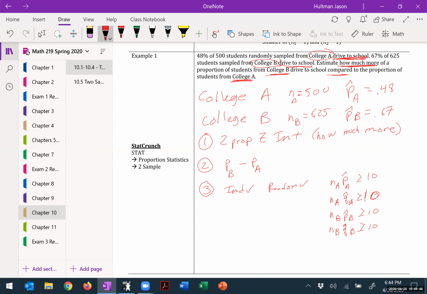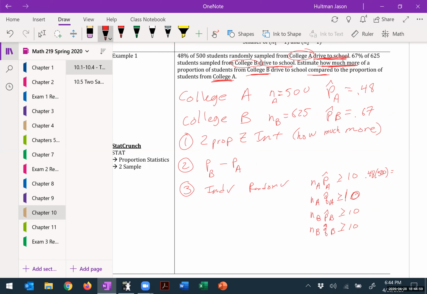Okay, so I'm just going to multiply 0.48 times 500, and I get 240, which is greater than 10, so that checks. Here, Q is going to be 0.52 times NA, which is 500, and that's going to be 260, which is greater than 10, so that checks.